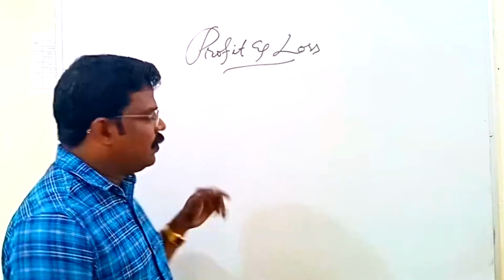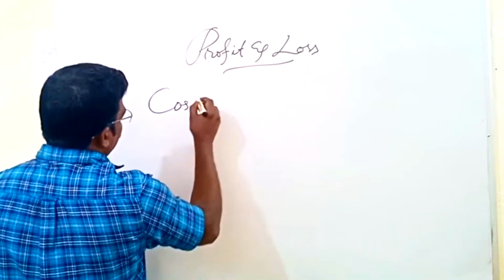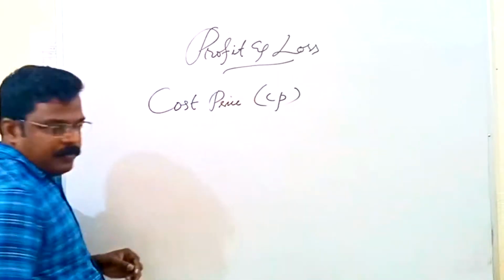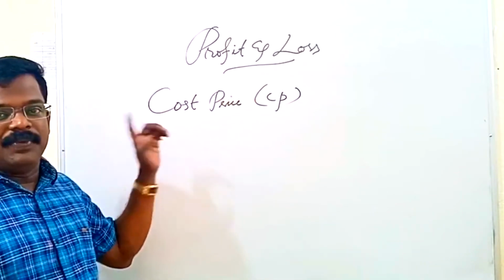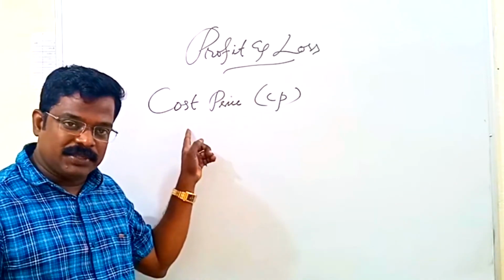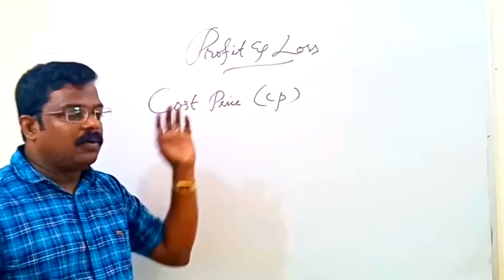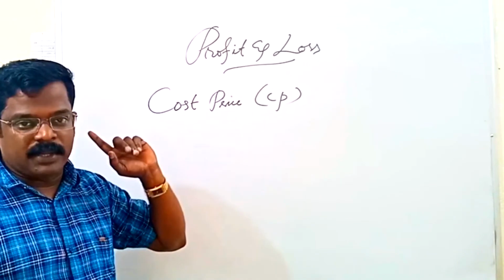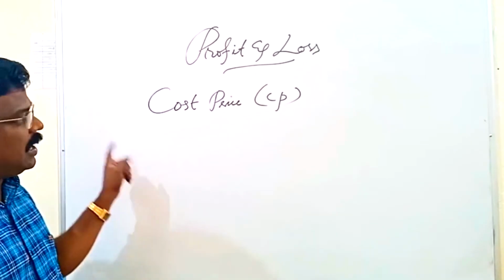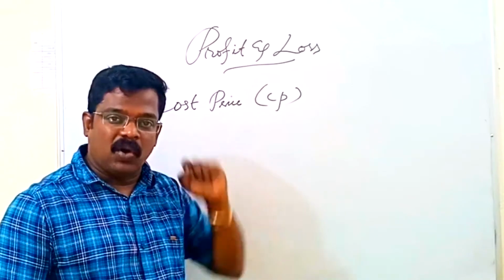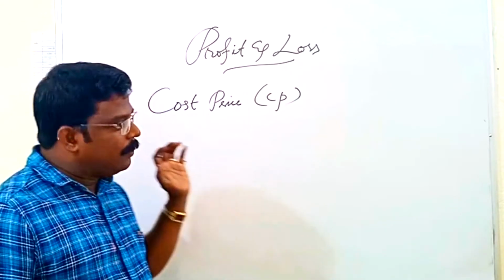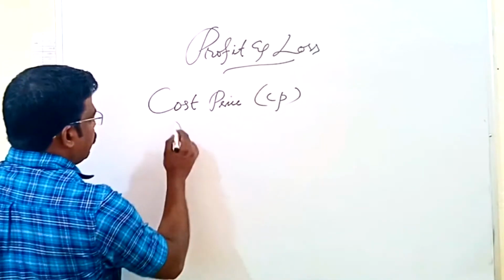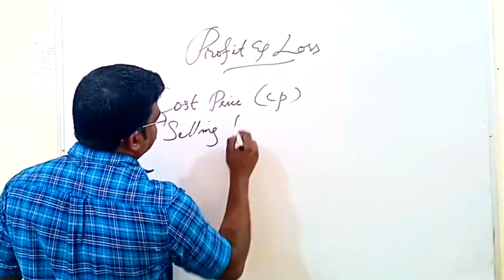First of all, you want to know what is cost price. Cost price or CP. It is a price at which an article is purchased. So we are spending a certain amount to purchase an article, whatever it may be. Okay, that is called cost price. And what is selling price? The price at which an article is sold. So by selling, what we are getting? That amount is called selling price.